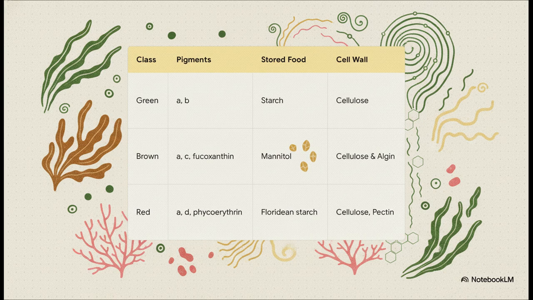Green algae use starch, brown algae use something called mannitol, and red algae use Floridian starch. It's these kinds of chemical fingerprints that help us classify them.